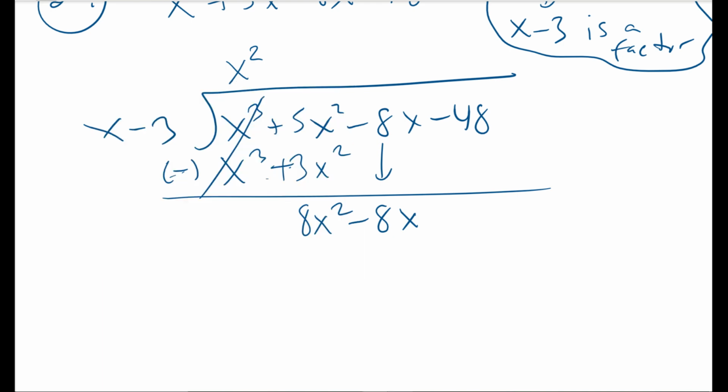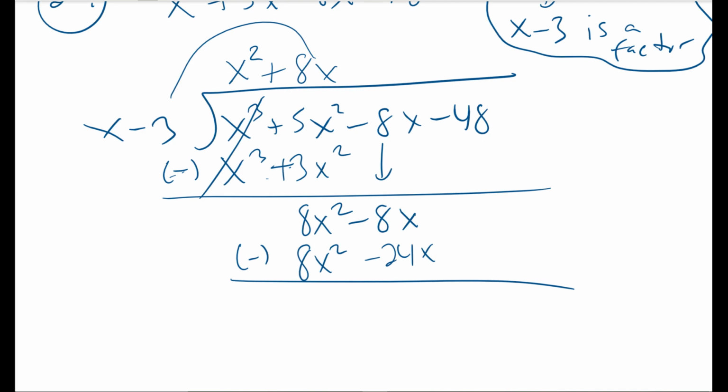All right, so now we're going to go ahead and say we need an 8x squared. So to get an 8x squared from x, I need to times that by positive 8x. 8x times x is 8x squared. 8x times -3 is -24x. Subtract. Now this cancels. Double negative is positive. So -8 plus 24 is 16.